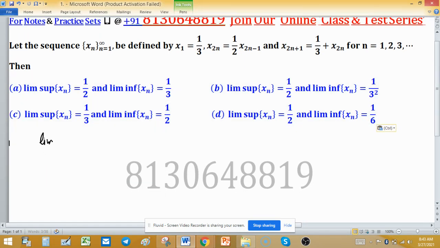Limit superior is the infimum of all limit points, and limit inferior is the supremum of all limit points.